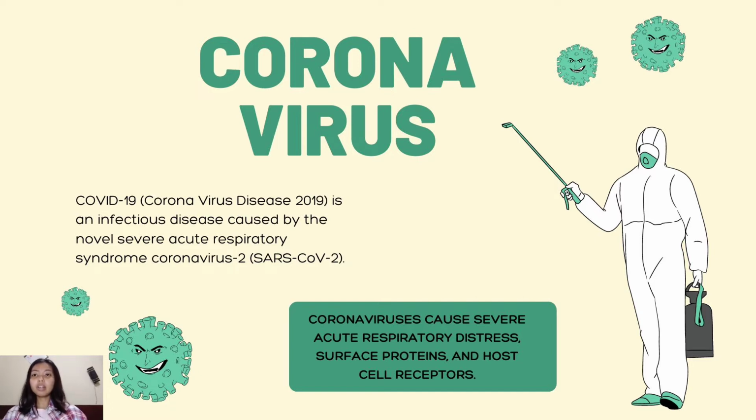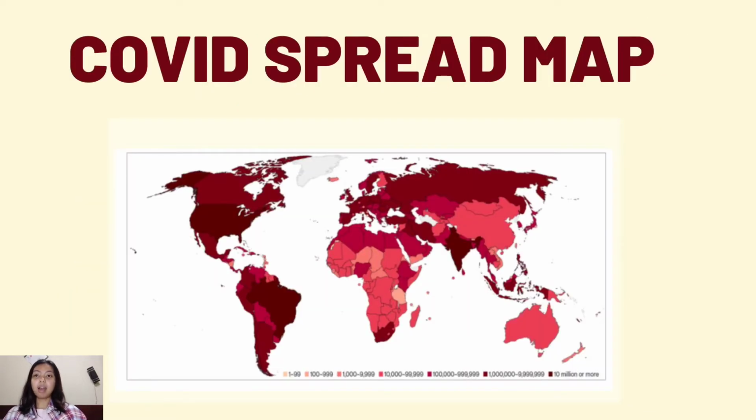A new coronavirus was discovered in Wuhan, China, and named 2019 novel coronavirus by Chinese researchers, and the disease quickly spread to all corners of the world. And this is a map of the spread of COVID-19.